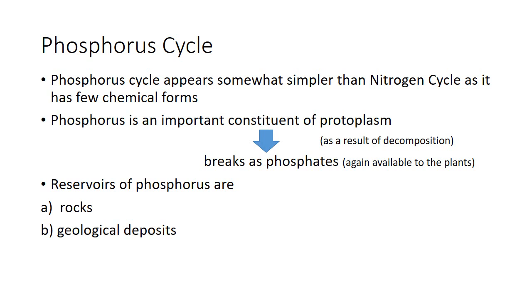The next cycle is the phosphorus cycle. The phosphorus cycle is somewhat simpler than the nitrogen cycle, as it has few chemical forms. Phosphorus is an important constituent of the protoplasm, and as a result of decomposition, it breaks down as phosphates, and they are again available to the plants. The major reservoirs of phosphorus are rocks and geological deposits. So the phosphorus cycle belongs to the sedimentary biogeochemical cycles.